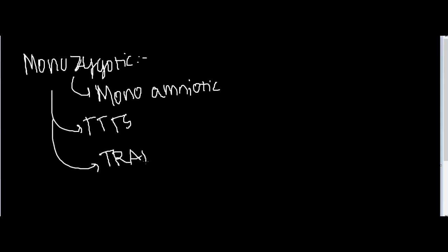monozygotic twins. There are some complications which are seen in monozygotic twins. So in the monozygotic twins, there can be complications of monoamniotic twins, or there can be twin to twin transfusion syndrome, or there can be twin reversal arterial perfusion syndrome, or there can be twin anemia polycythemia syndrome, or conjoined twins.